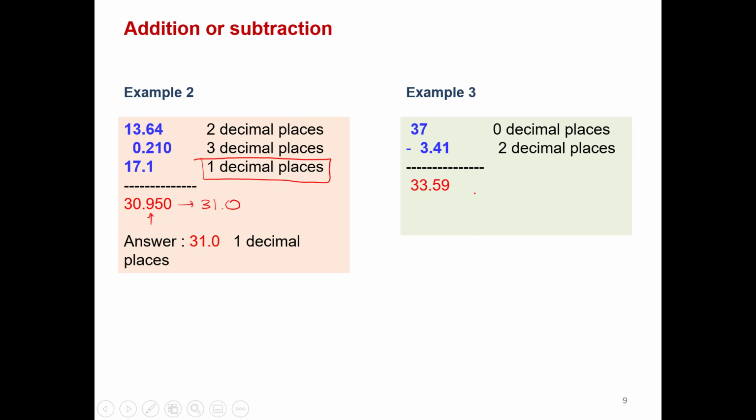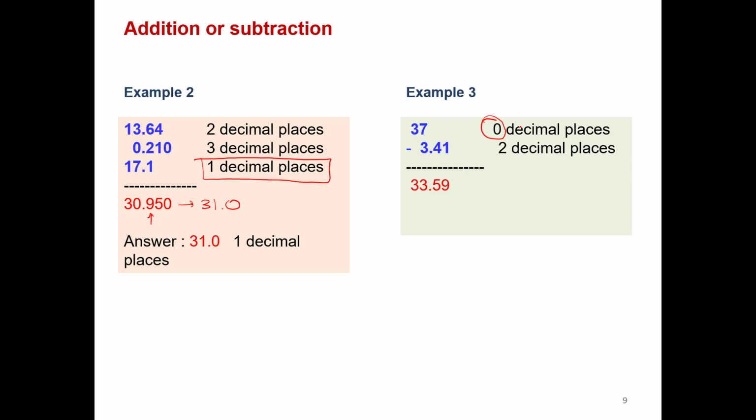Let's check example number 3. In number 3, we had these 2 measurements, and we want to subtract them. What will be the answer? We had 37 minus 3.41. In this case, we had 0 decimal places and 2 decimal places, and if we subtract these 2 numbers, we have 33.59. But we know the answer must have 0 decimal places.